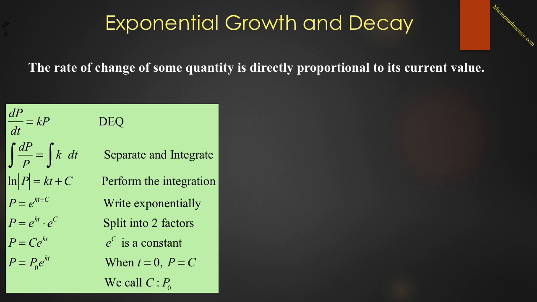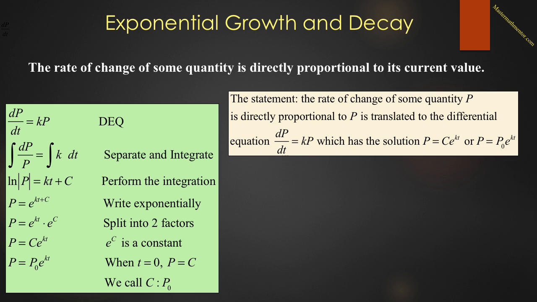And usually we will write that as P is equal to P0 e to the kt, because when t is equal to 0, P is equal to C. So we call the constant C P0, the population at time 0. So the statement, the rate of change of some quantity P is directly proportional to P, can be translated to the differential equation dP/dt equals kP, which we have just shown has the solution P equals C e to the kt, or P equals P0 e to the kt. You need to memorize that.